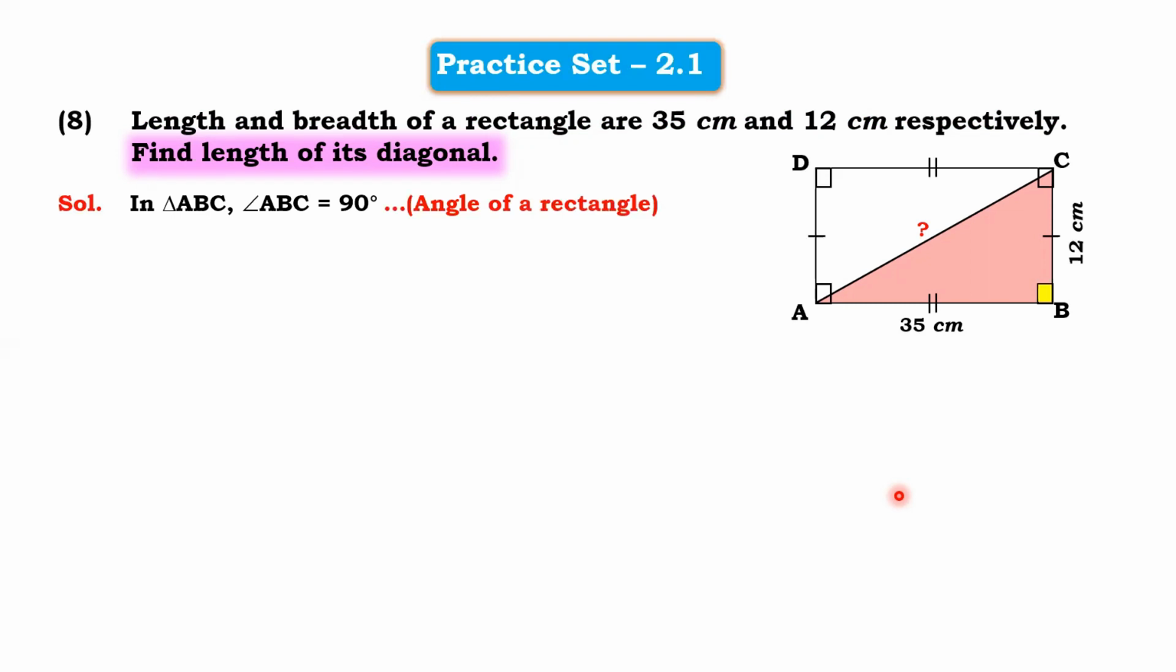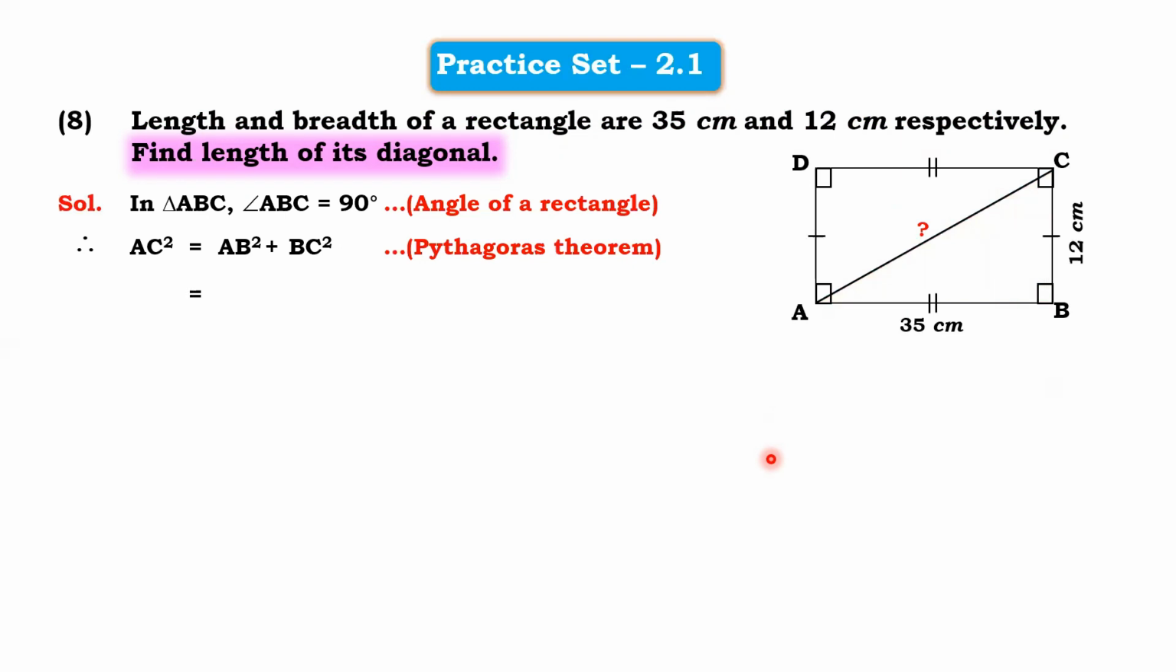Don't forget this reason. Now since it's a right angle triangle, we can use Pythagoras theorem. Remember it always, whenever there is a right angle triangle, we can use Pythagoras theorem. So here angle B is 90 degree, so we can say AC is the hypotenuse. So we can say AC square is equal to AB square plus BC square. Reason by Pythagoras theorem. Now we'll substitute the value for AB.